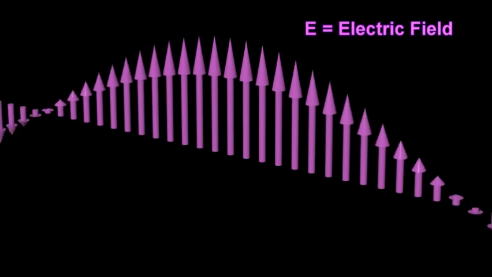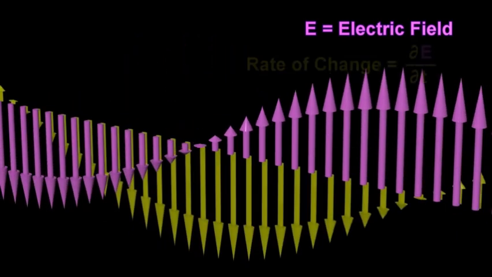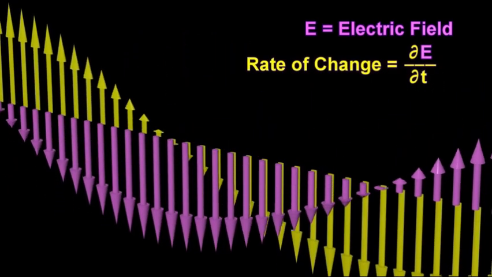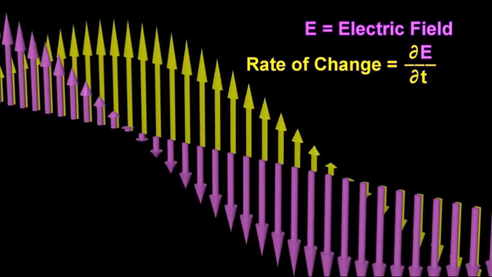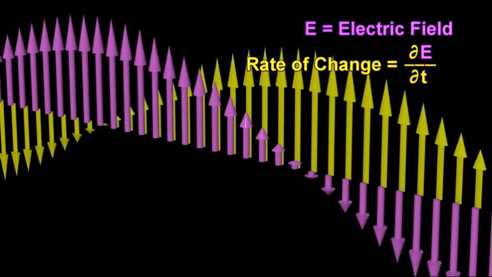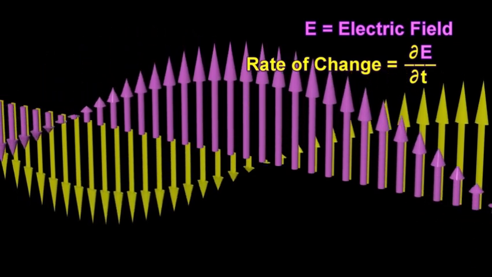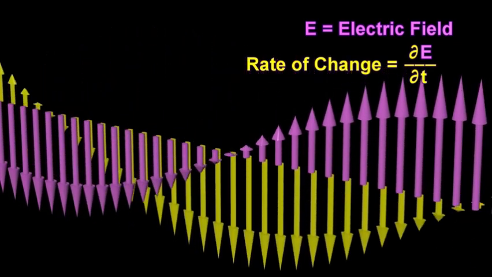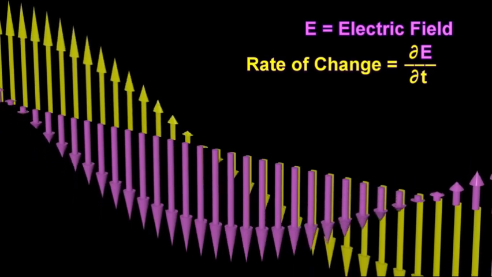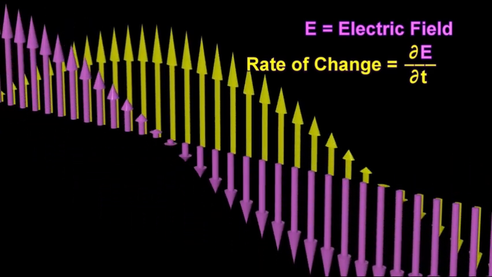After all, Maxwell's equations state that it's the rate of change of the electric field that induces the magnetic field. And the rate of change of the electric field is at a maximum when the electric field is zero.